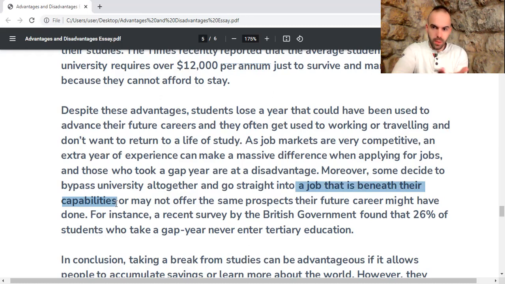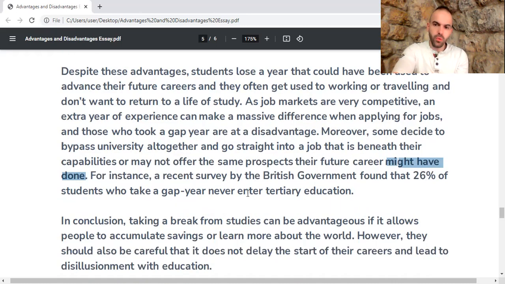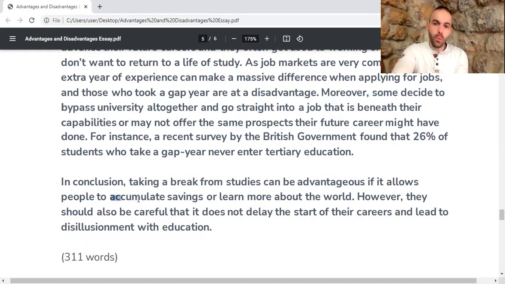Okay, so that's the main disadvantage, as you remember. "Prospects" is a good word. "Might have done": see the use of verbs as well. Before I jump into verbs, "tertiary education" is a good phrase. "Advantages" is a good word. "Accumulate" is a good word. To save up means accumulate, which means gather or save up.